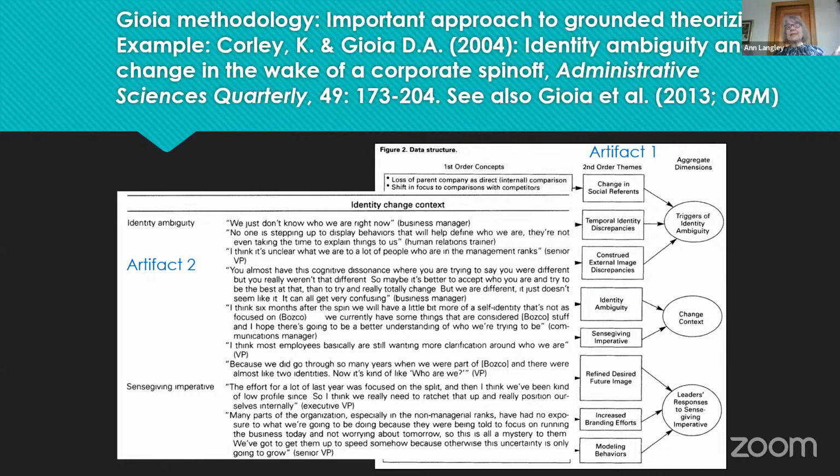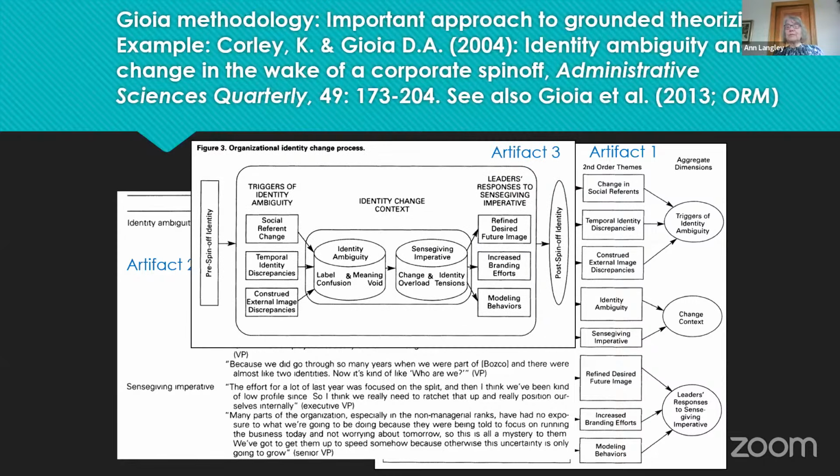And the third artifact is taking the second order themes and the third order, the overarching dimensions, and creating a process model with them so that you can see the flow between all of the concepts in the paper. And there you can see how Corley and Gioia have brilliantly started with a database just of mess. They had observations, they had documents, they had interviews, and they generated these concepts, and here is the theoretical model at the end. So this looks wonderful, right?